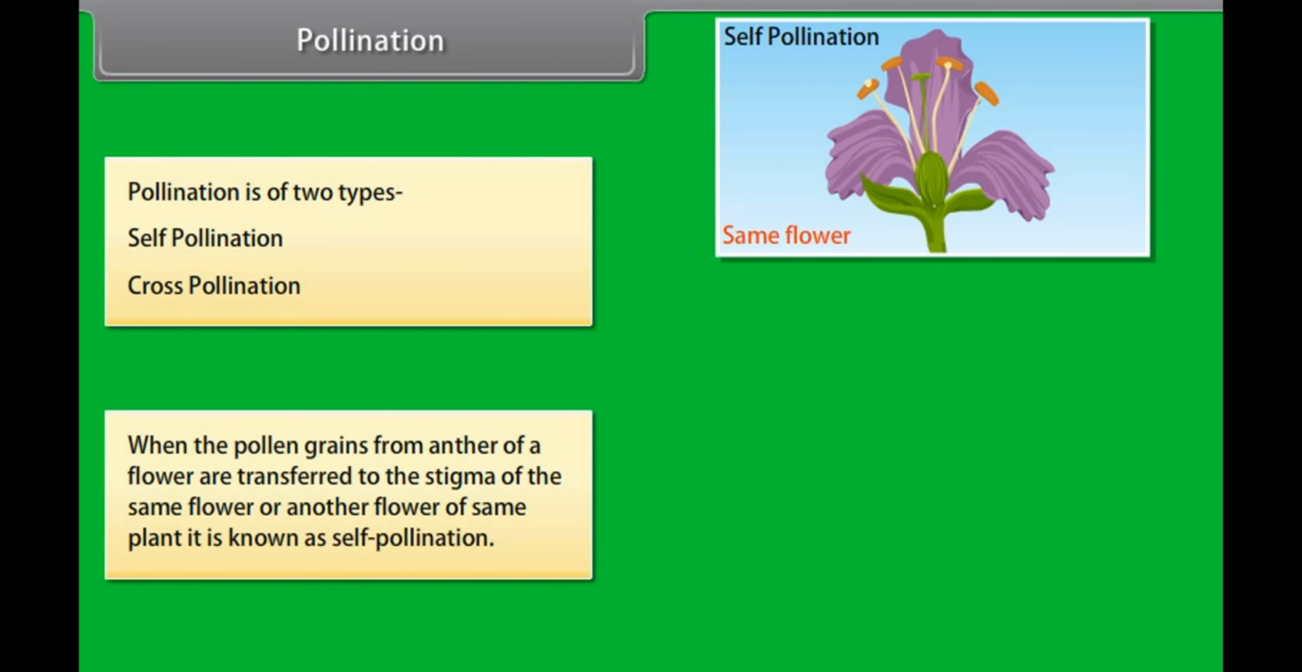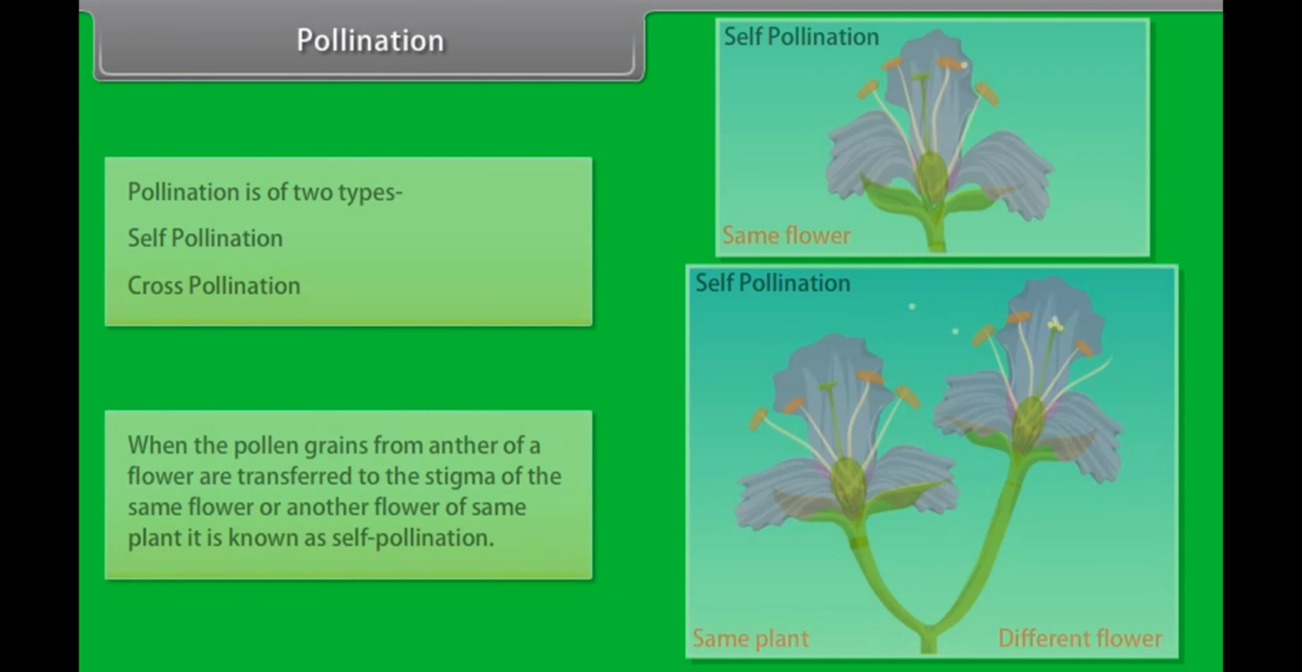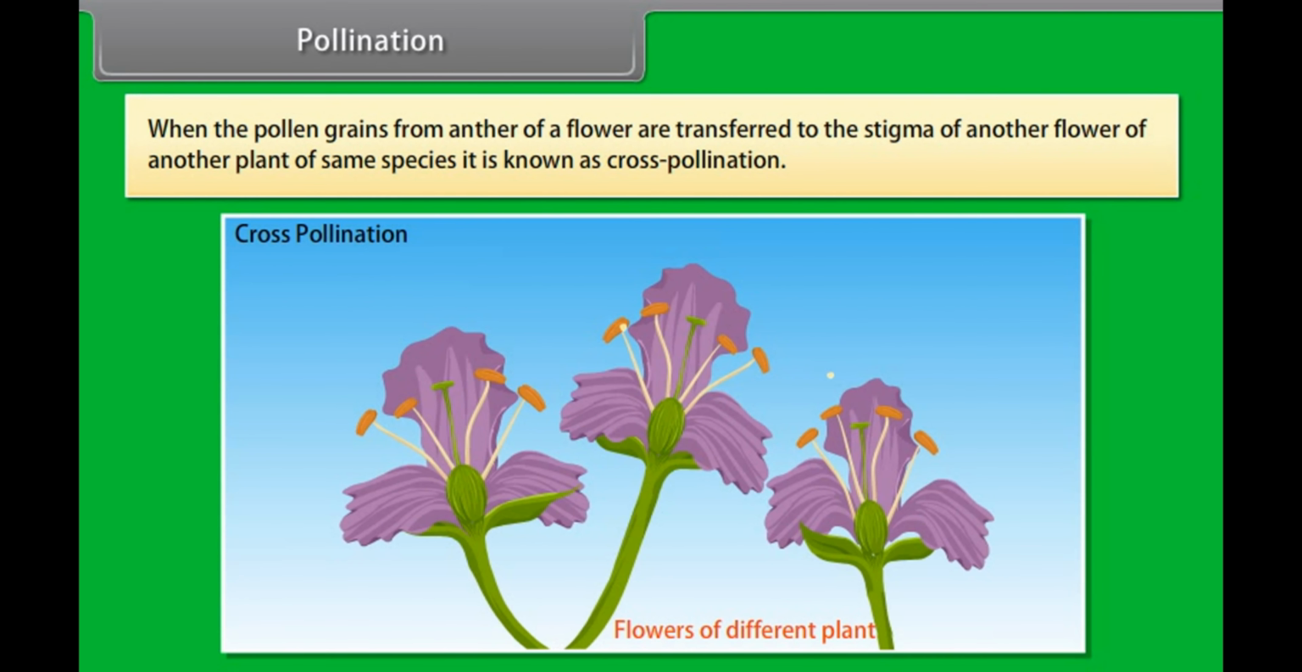Self-pollination and cross-pollination. When the pollen grains from the anther of a flower are transferred to the stigma of the same flower or another flower of the same plant, it is known as self-pollination. When the pollen grains from the anther of a flower are transferred to the stigma of another flower of another plant of the same species, it is known as cross-pollination.